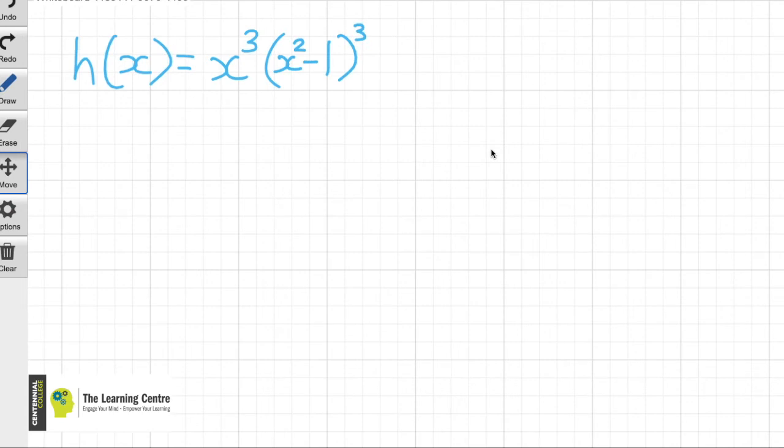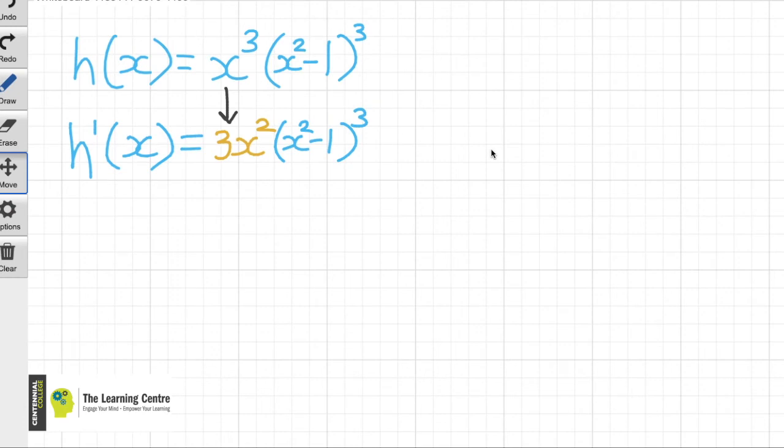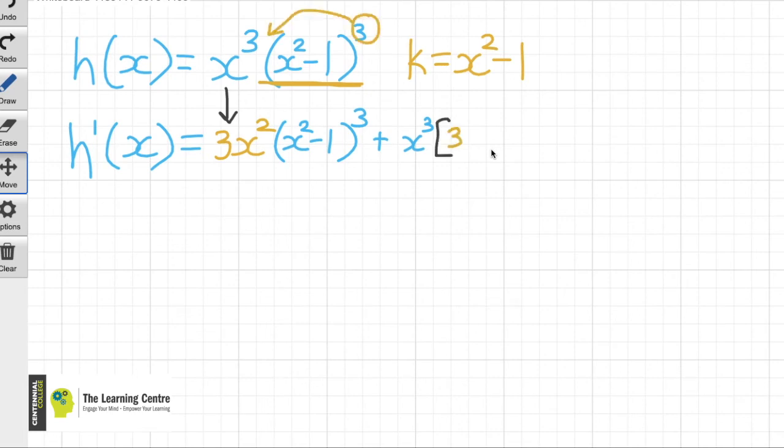H prime of x is equal to the derivative of x cubed, because of the product rule, times x squared minus 1 cubed. So we get 3x squared times x squared minus 1 cubed, plus x cubed multiplied by the derivative of x squared minus 1 cubed. Just like we did with g of x, let's take k as a placeholder for x squared minus 1. So now we simply have k cubed, and so we use the power rule to get 3 times x squared minus 1 multiplied by the derivative of x squared minus 1, which is 2x.